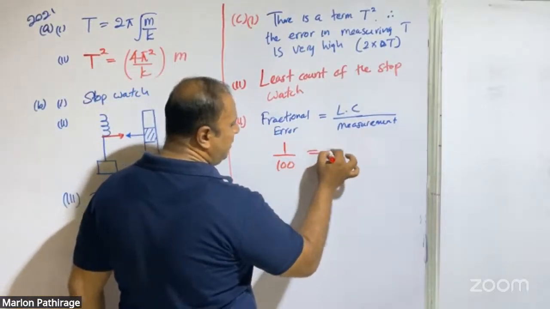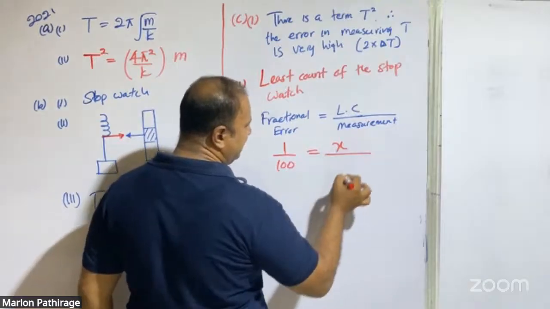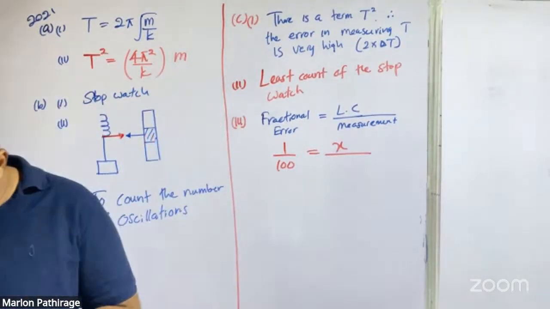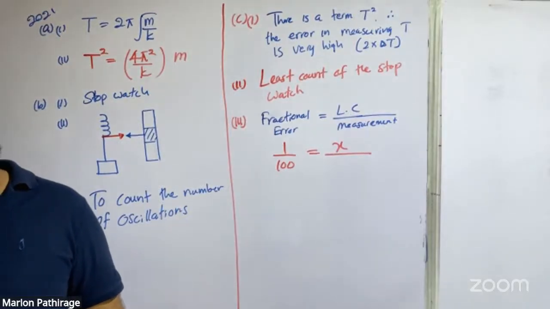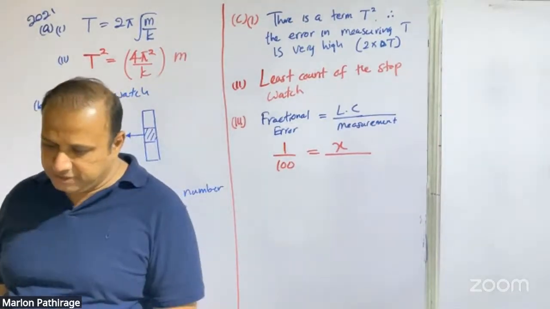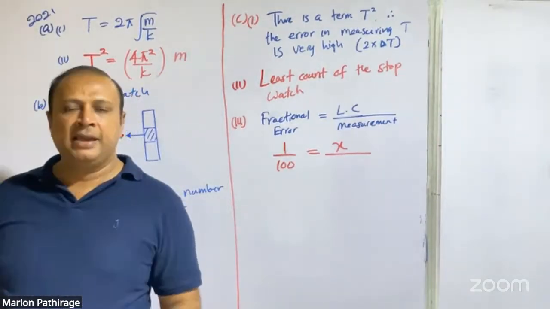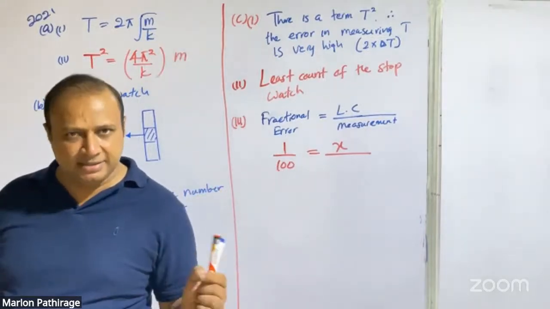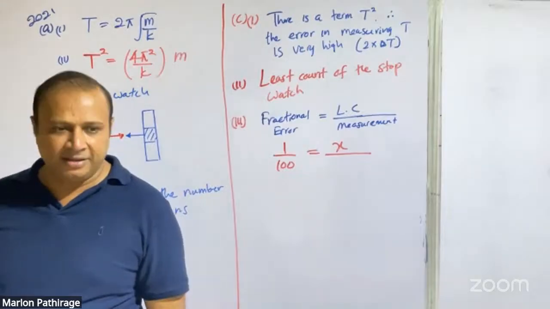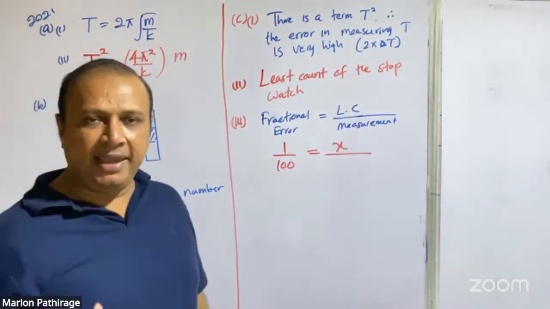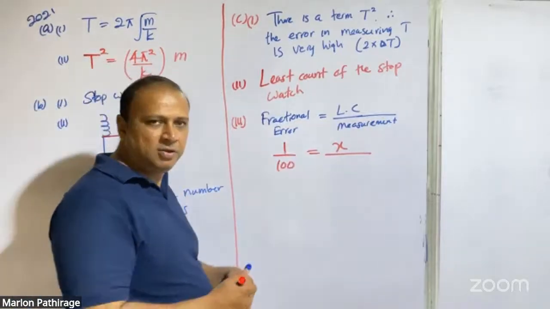So least count is given as x. Measurement means okay. Let the approximate time for oscillation be t. That means the oscillation period is t, simply t, that is given. So if it is t, and the number of oscillations is n, the measurement should be n times t.